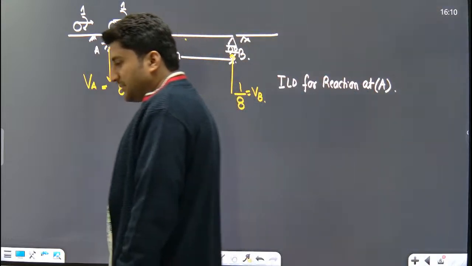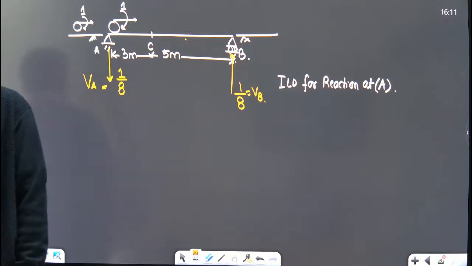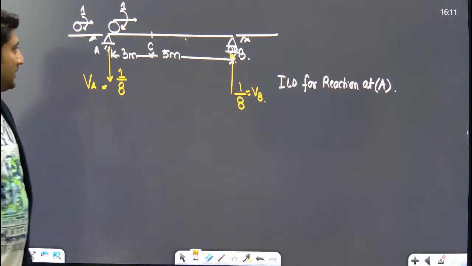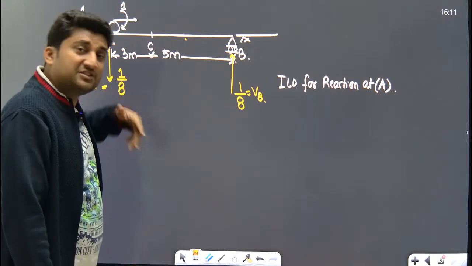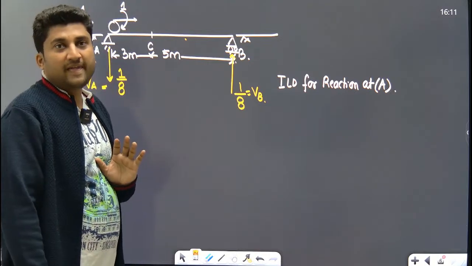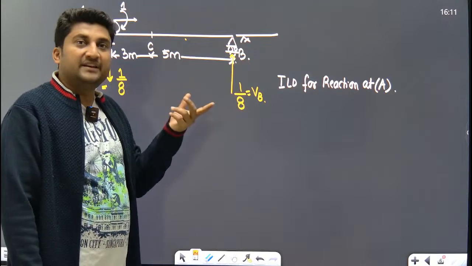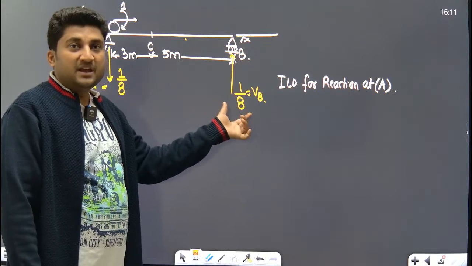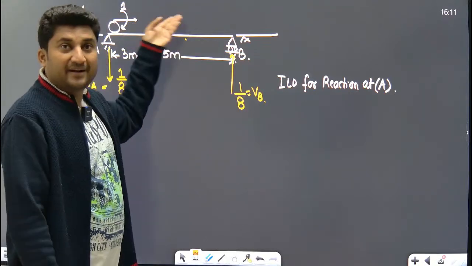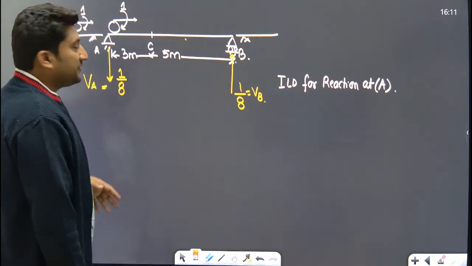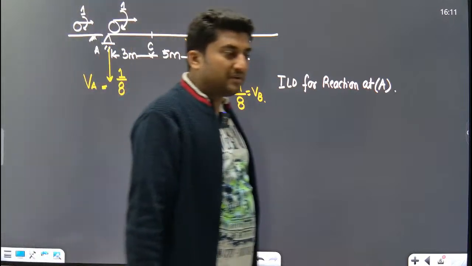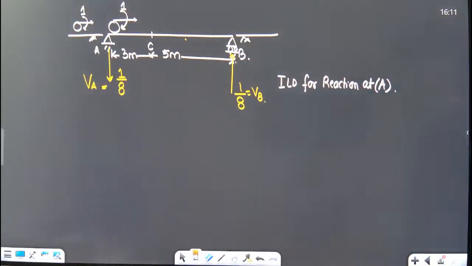So VA is 1 upon 8, VB is 1 upon 8. So whatsoever be the position of this, what will be the magnitude of reaction at A? This will be 1 upon 8 only. And if I need to draw the ILD for reaction at B, whatsoever be the position of this unit moment, the reaction will be same, that is 1 upon 8, negative 1 upon 8. You can take any one of them negative and any one positive. Let us suppose downward direction is negative.